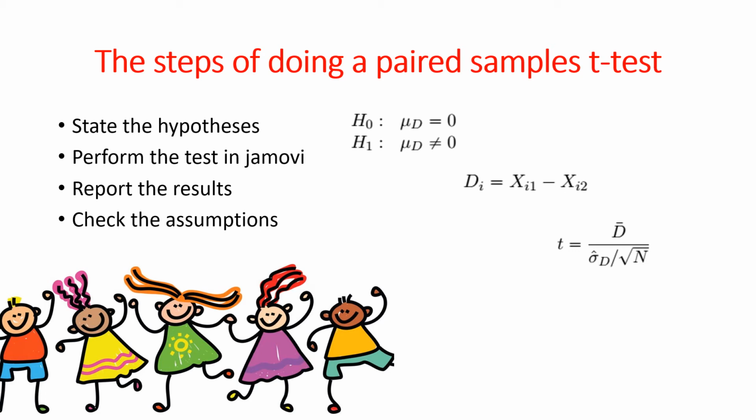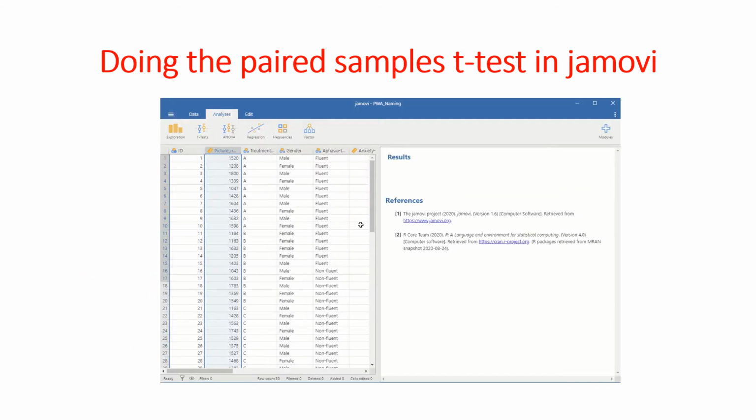And then we go to the data. We perform the paired sample t-test in Jamovi, and we'll see whether we could reject the null hypothesis or we fail to reject the null hypothesis. After all those results, we report the results just like any other test. And then again, we check the assumptions. We see whether the assumptions of the test are met or not. And if the assumptions are not met, then we need to think about other ways of doing the analysis. Let's see how we could do the paired sample t-test in Jamovi.